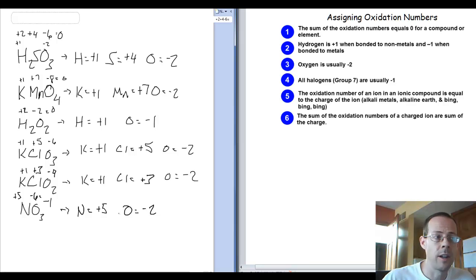So that is assigning oxidation numbers. It's pretty easy. You don't have to memorize stuff. Just know how to work it and apply it. And these rules are on your goldenrod sheet.